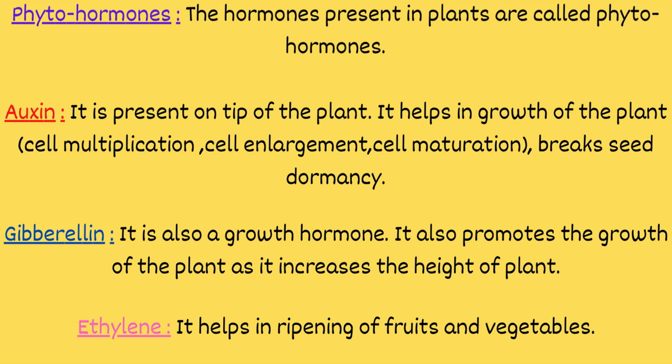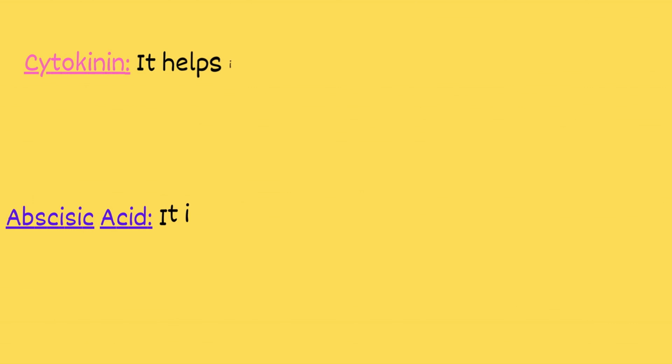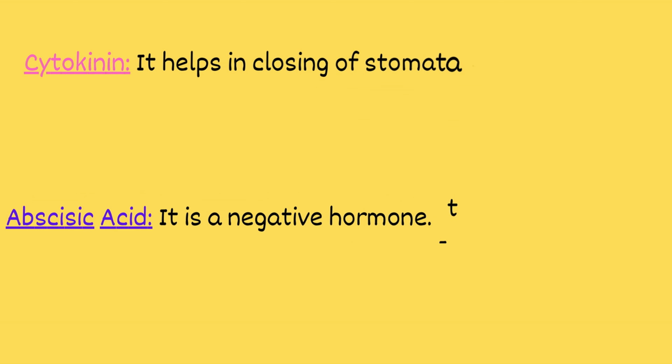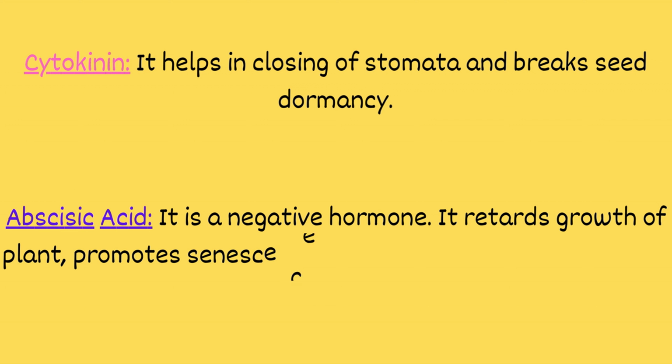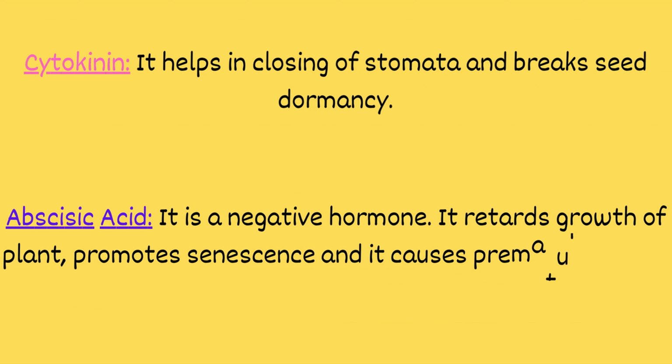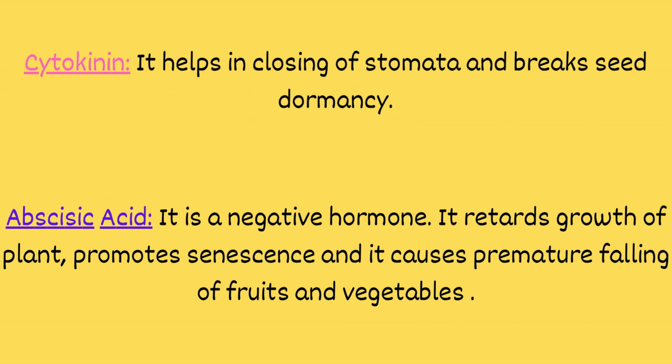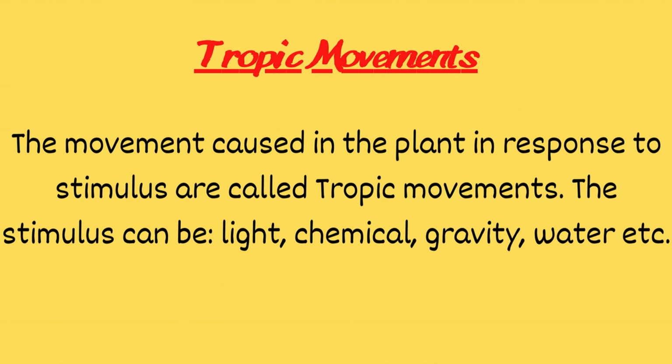Gibberellin is also a growth hormone. It promotes the growth of the plant as it increases the height of the plant. Ethylene helps in ripening of fruits and vegetables. Cytokinin helps in closing of stomata and breaks seed dormancy. Abscisic acid is a negative hormone. It retards growth of the plant, promotes senescence, and causes premature falling of fruits and vegetables. Tropic movements.